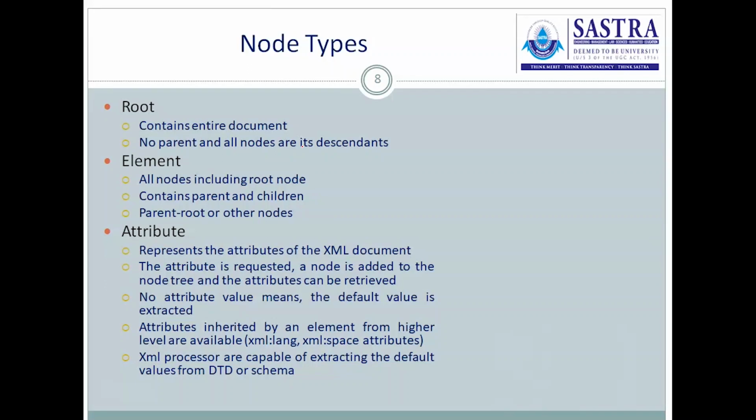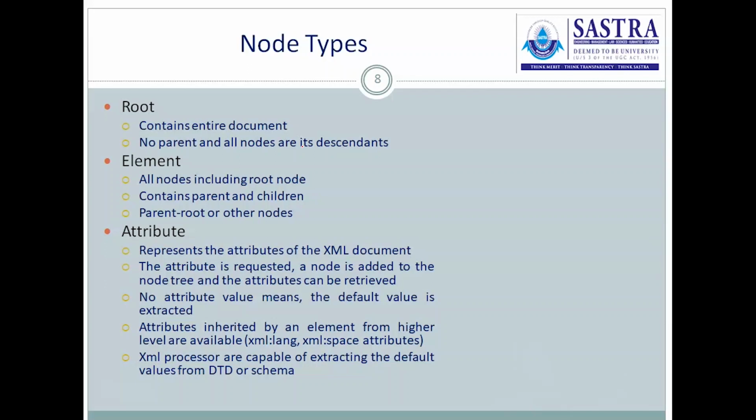So, including the root node, all contents are called element nodes, and then an element node contains a parent. Either the parent may be a root node or some other higher level node will act as a parent for the element, and then the element may contain children. The children are nothing but all of its descendant nodes.